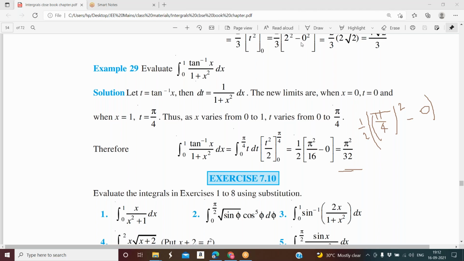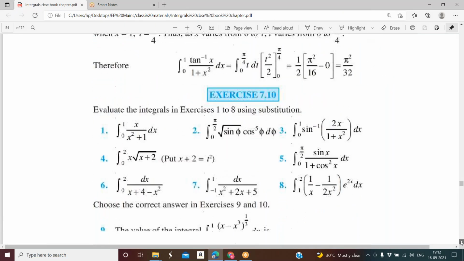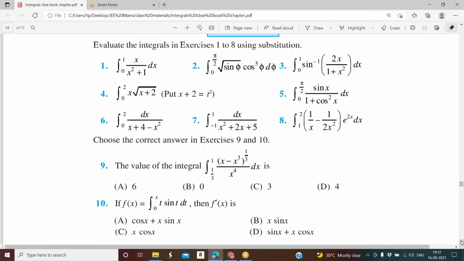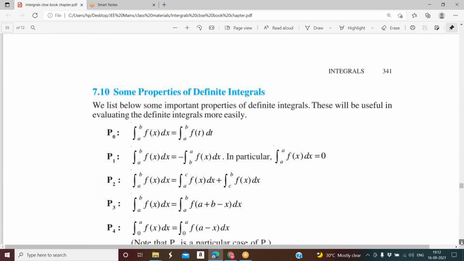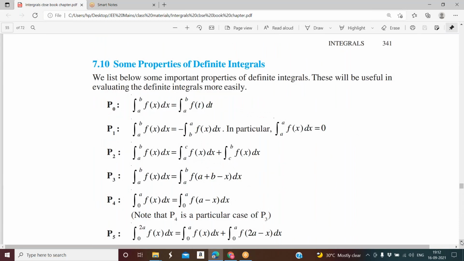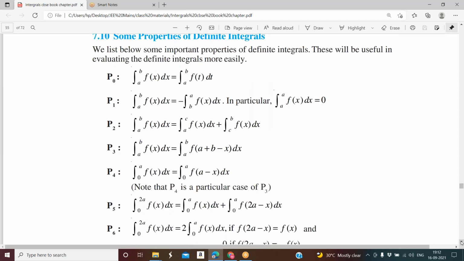Any doubts? Some exercise problems are given in our book. You can try that. I will do more number of problems. First, we discuss some properties of definite integrals, then we do problems based on that.